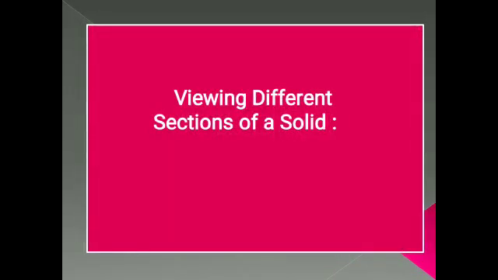Next point is viewing different sections of a solid. Here the first point is slicing. There are three different types of this point. So let's learn the first point, that is slicing.